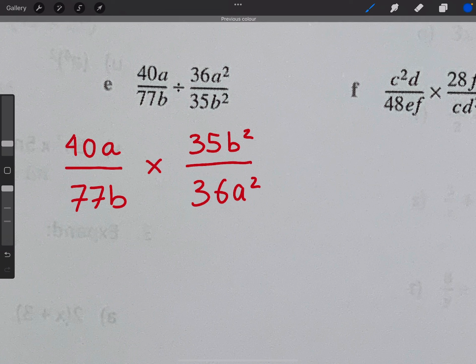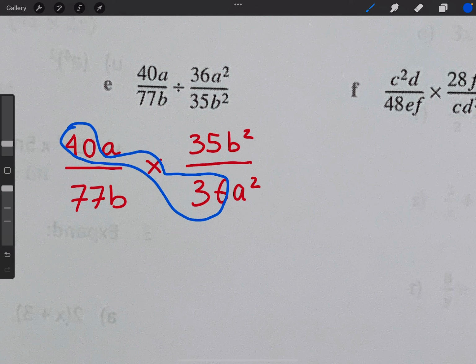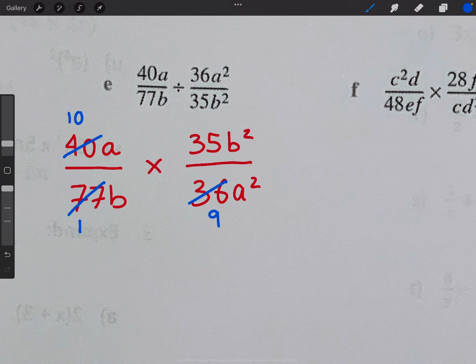Now let's look at the numbers and see if we can simplify anything. Now 44 and 70 is not going to help us anything. Okay, but 40 and 36, we can do something about them. So we can divide them both by 4. So this one divided by 4, you get a 10. Divide this by 4, I get a 9. Now 77 and 35, I can divide this by 7, I get 11. And divide this by 7, I get a 5.